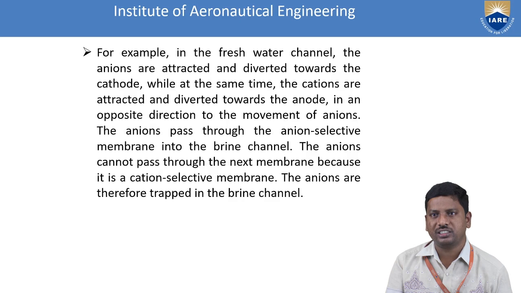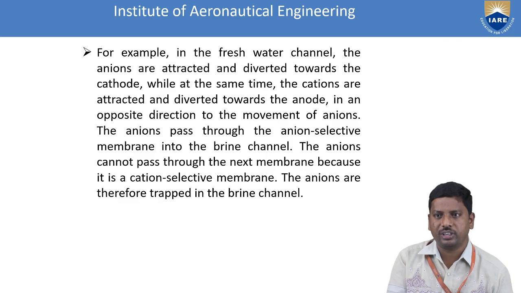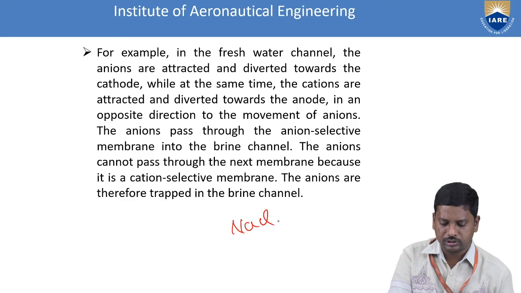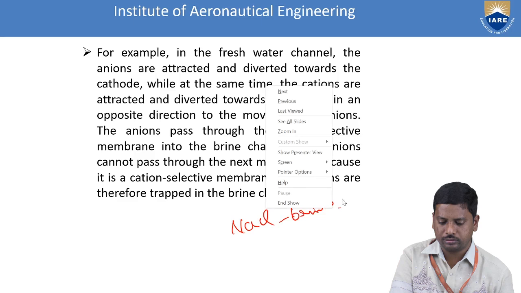For example, in the freshwater channel, the anions are attracted and diverted towards the anode, while at the same time the cations are attracted towards the cathode, in opposite directions. The anions pass through the anion selective membrane into the brine solution, and cannot pass through the next membrane because it is a cation selective membrane. That means the anion selective membrane collects only anions, whereas the cation selective membrane collects only cations, depending on the charge potential. The anions are therefore trapped in the brine solution. The brine solution is a sodium chloride solution.